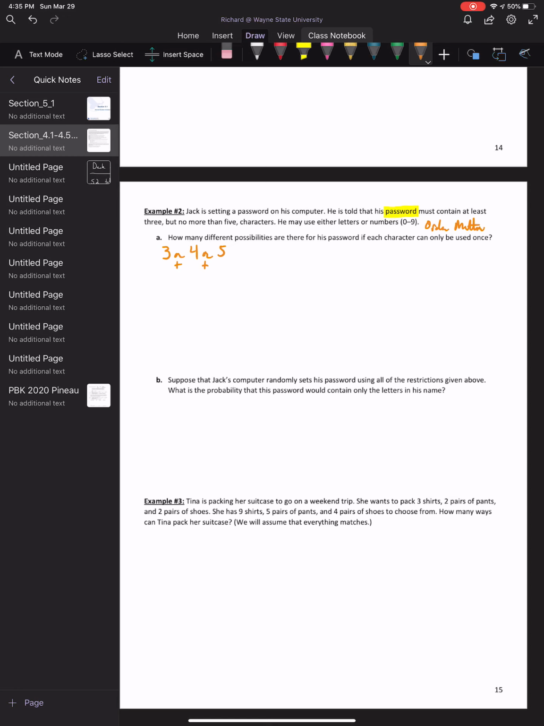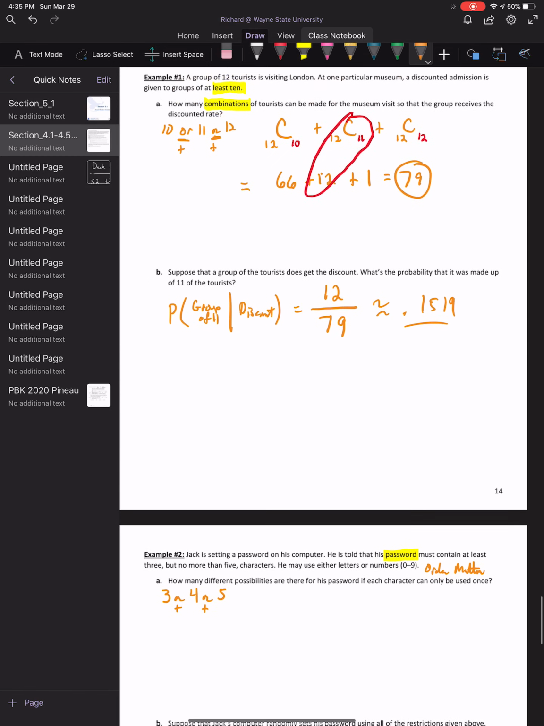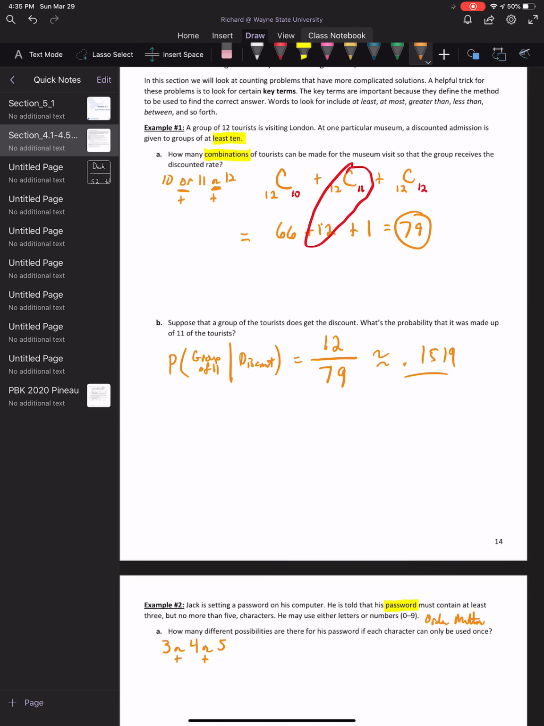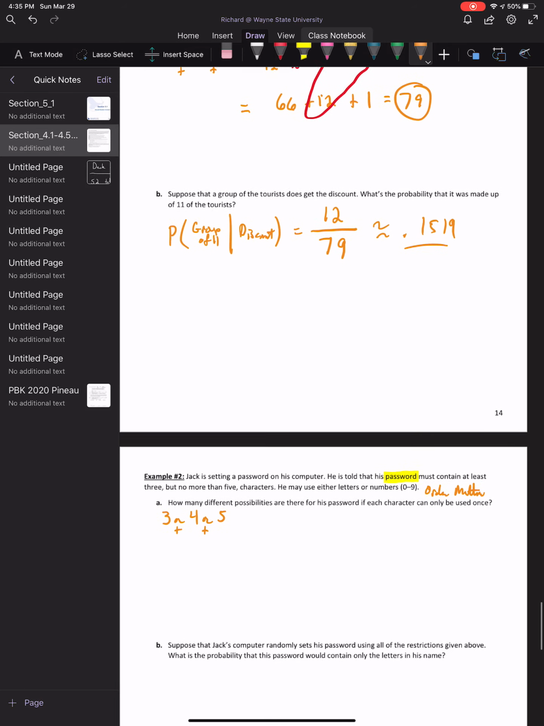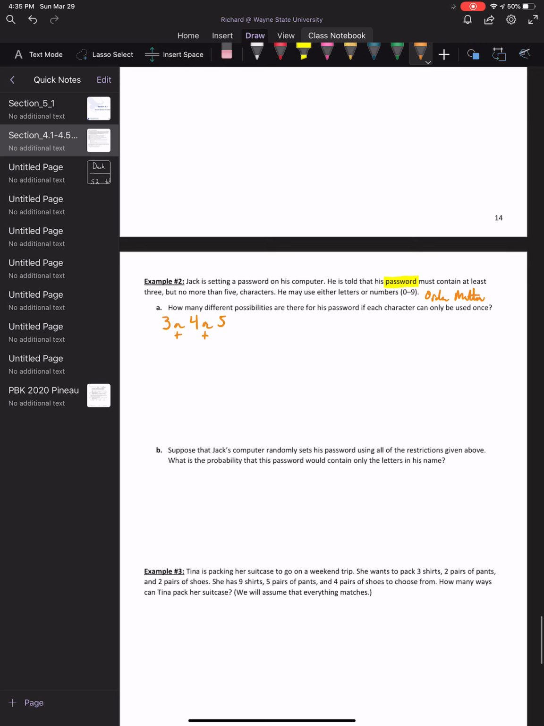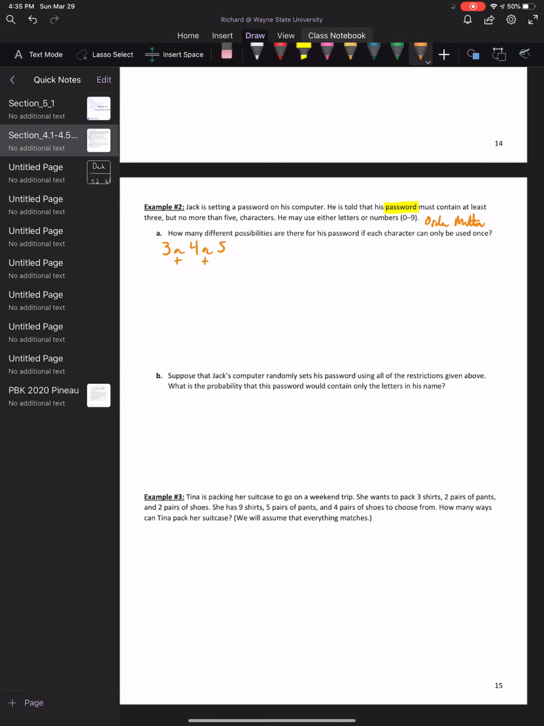And I suppose I didn't talk about that in the other one when we were dealing with the tourists. Actually, they told us explicitly combinations. I don't remember talking about that before. We didn't have to. It was very easy. In this case, with passwords, we have to think about that.